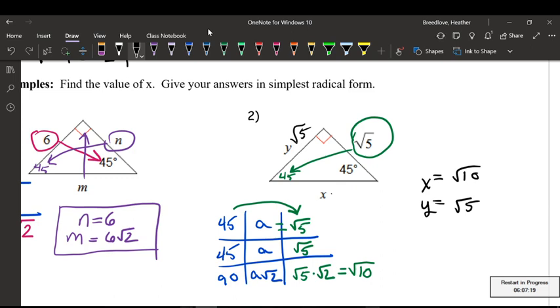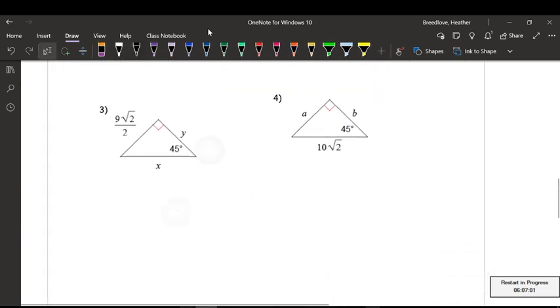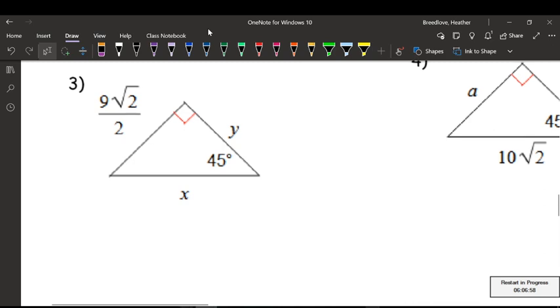Okay, so that's your first two examples. I have some more on the back, and they do get a little trickier. And I do want you to rationalize denominators, which means you cannot have a radical in the denominator. But rationalizing a denominator is actually not all that bad. I'm going to show you a shortcut for that too.